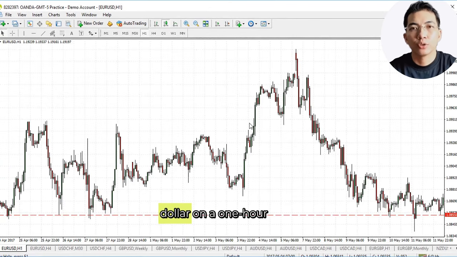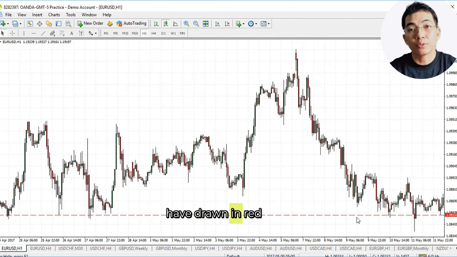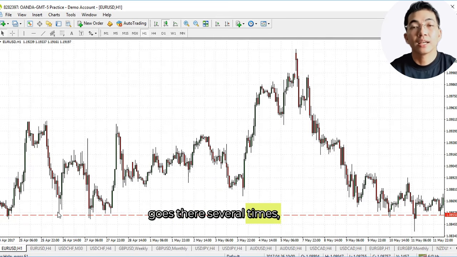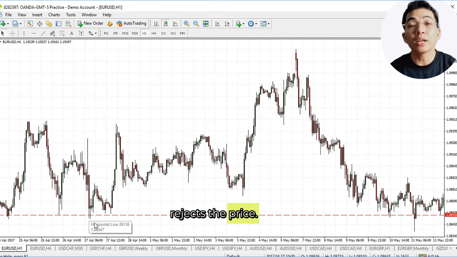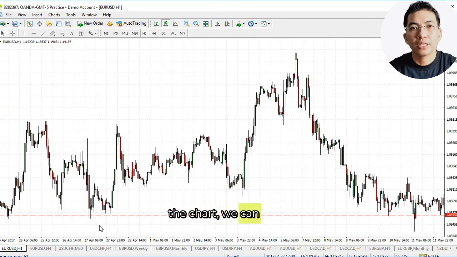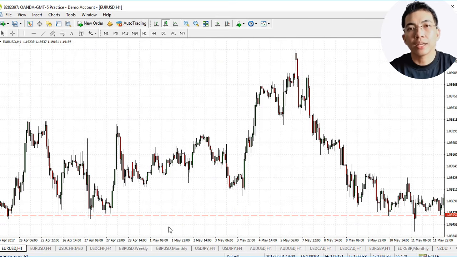Here we have Euro-Dollar on a 1-hour chart. The support that I have drawn in red is quite easy to see. At the beginning of the chart, the price goes there several times, and we can see that this level always rejects the price. After the action in the first part of the chart, we can say that 1.0855 is a level where buyers find convenient to buy the pair.